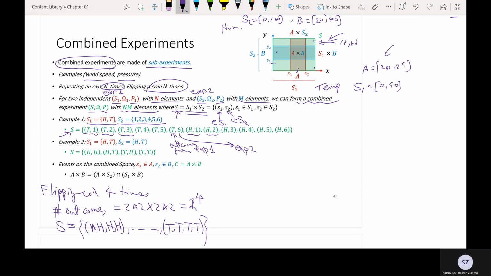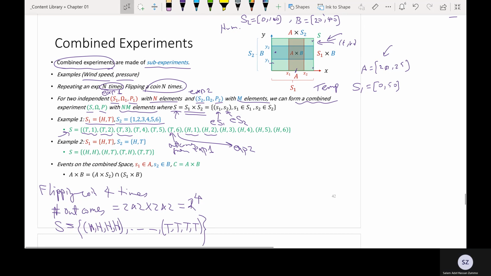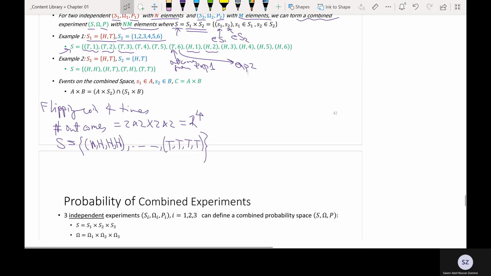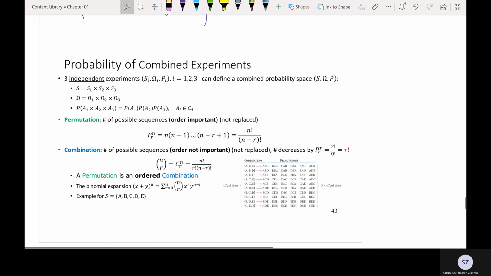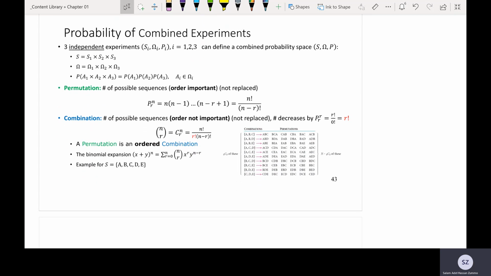Any questions? Now let's talk about how we can find the probability of different events. Yeah, I forgot to mention one point here.